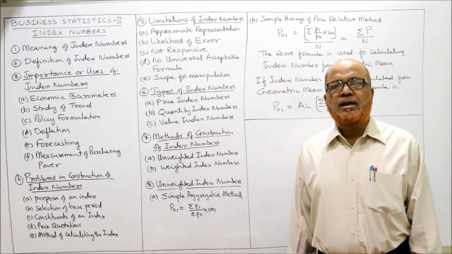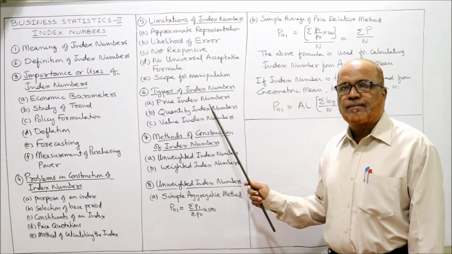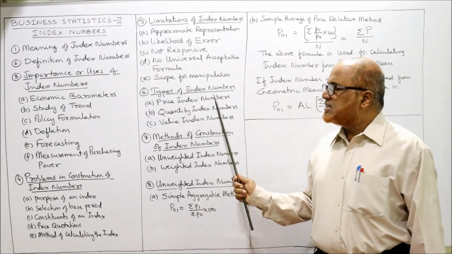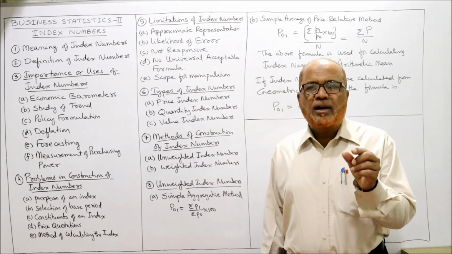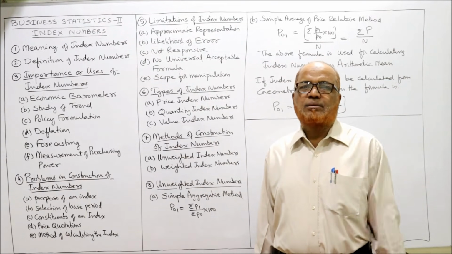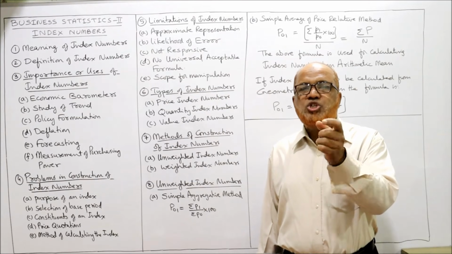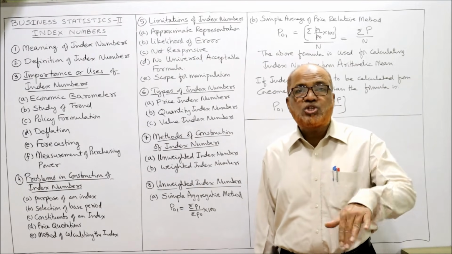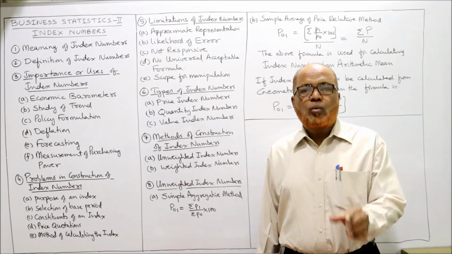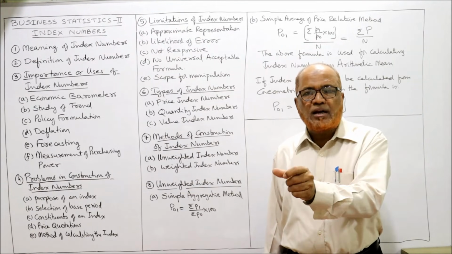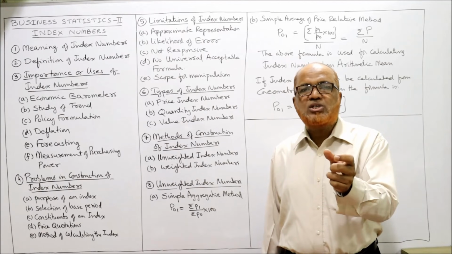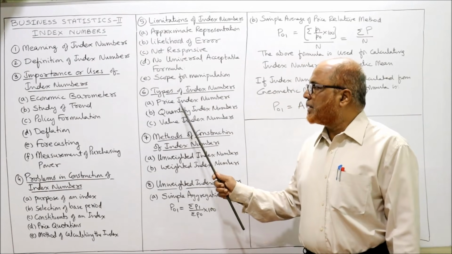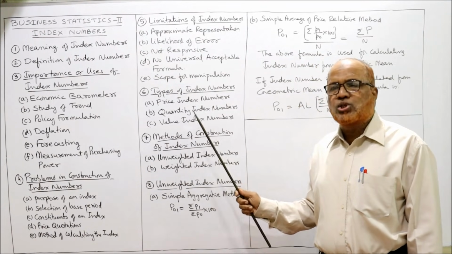Broadly, we divide the index number into three types, that is price index numbers, quantity index numbers, and value index numbers. The first one is price index numbers. The most commonly used index number is price index number. The price index number shows the changes in the price from one point of time to another point of time. What are the changes in the prices? So we have two periods, base period and current period. We want to compare what are the changes that took place in prices from base period to current period. So that is called price index number, and the most commonly used index is price.